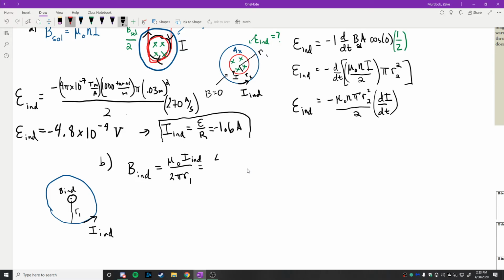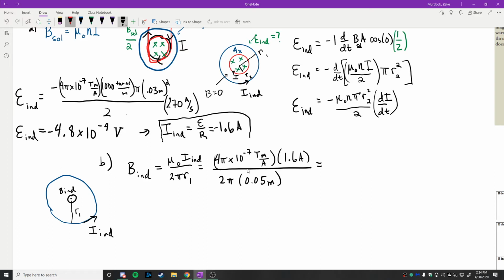So this should be equal to mu naught is 4 pi times 10 to the negative 7. The induced current is 1.6 amps. We're not going to put a negative sign in here now. And 2 pi. I think R1 was 5 cm. And that would be 0.05 meters.